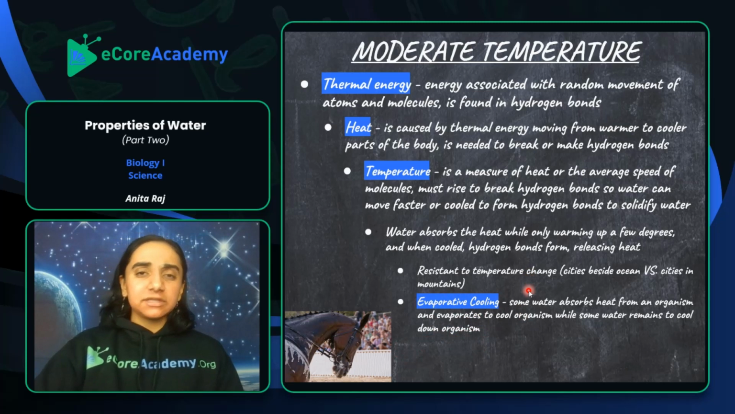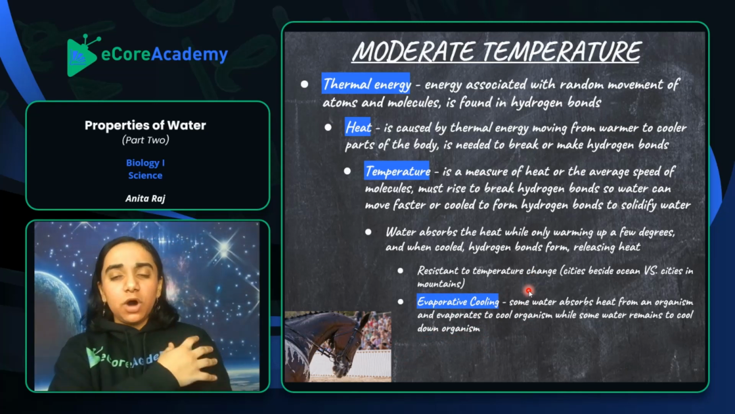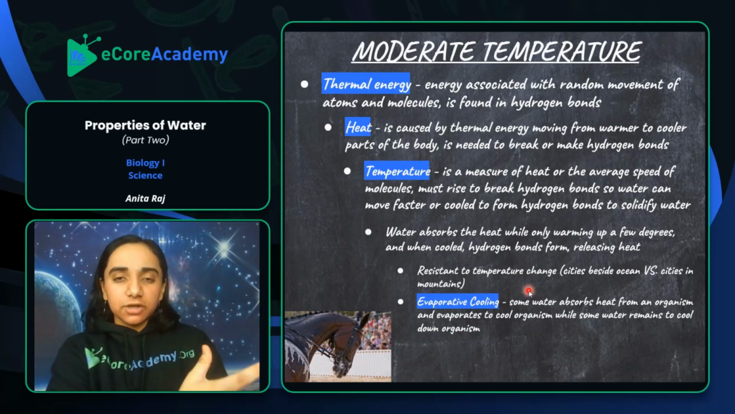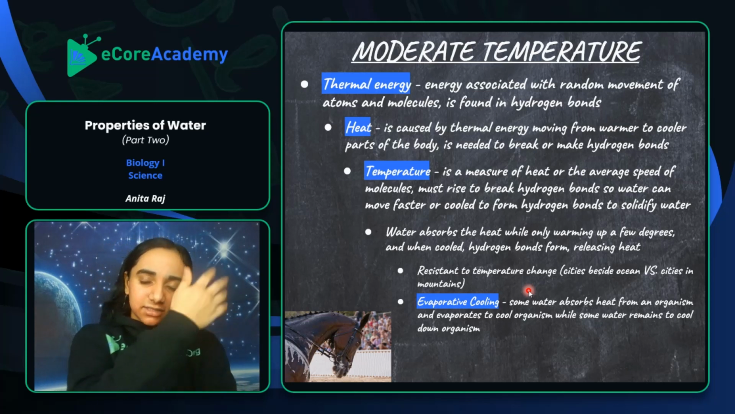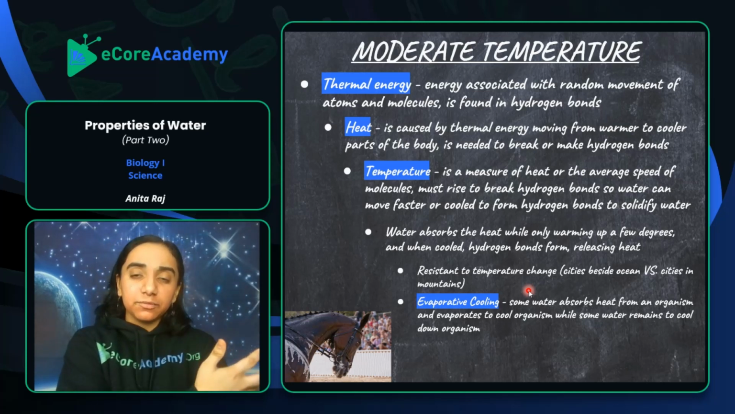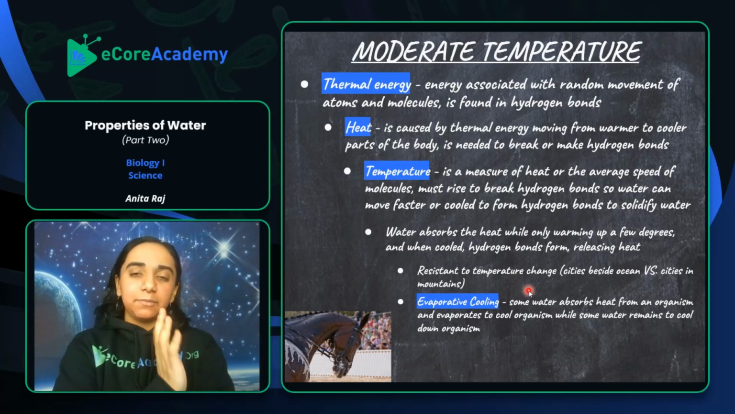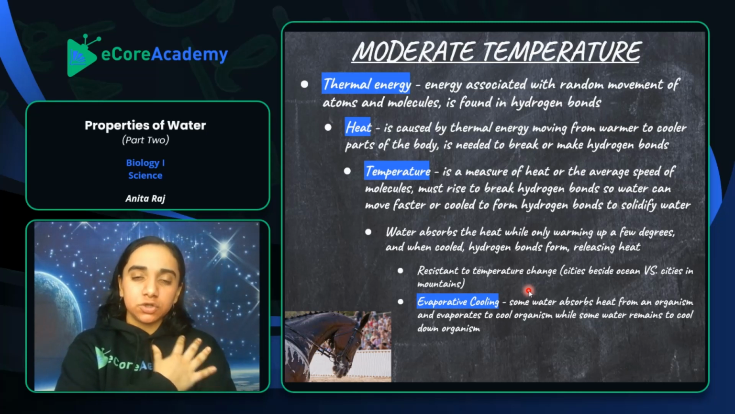Evaporative cooling is pretty much when you're sweating and your body heat rises, and when that happens, water is going to evaporate, so it's going to become a gas and evaporate from your body. What happens is when it evaporates, the water that's left behind is cool, and it's supposed to cool your body down after it heats up.